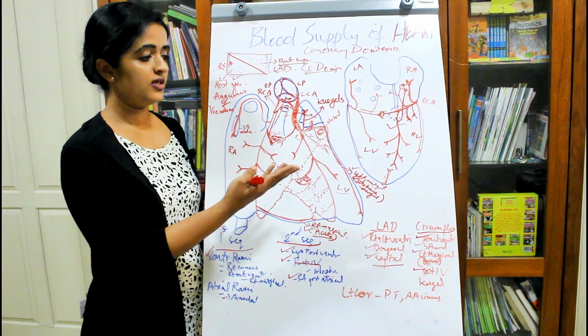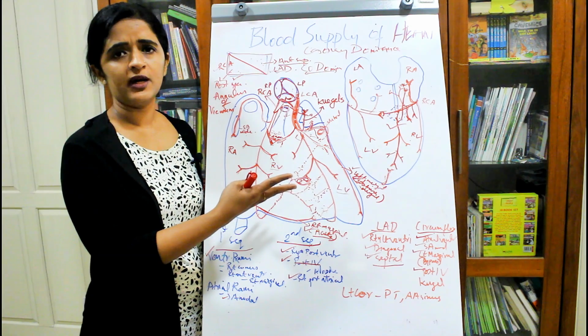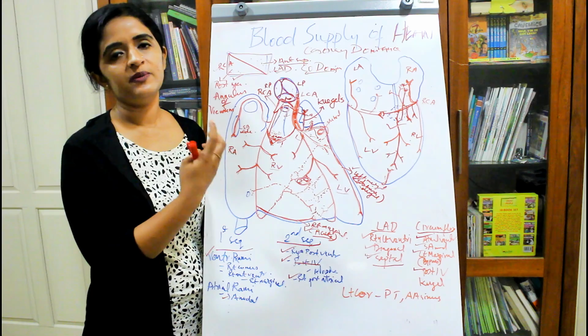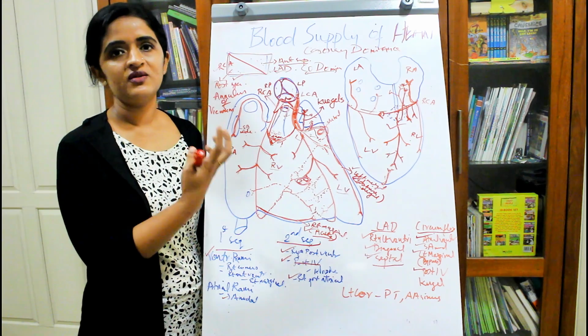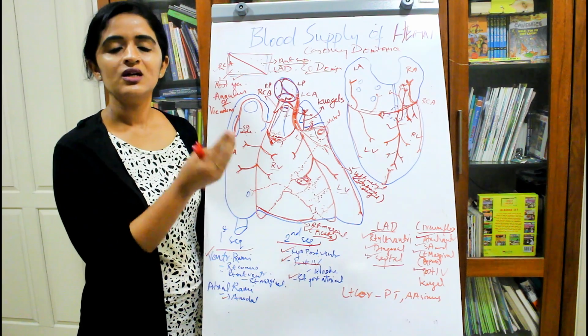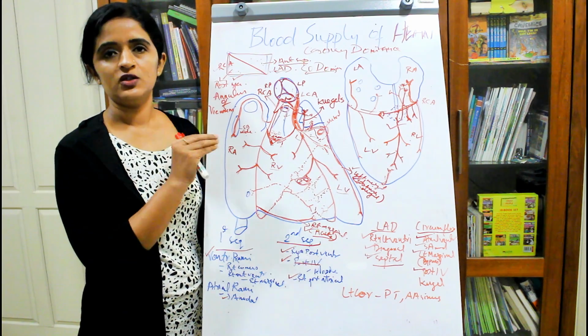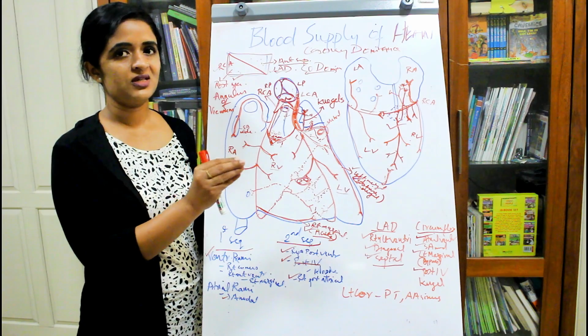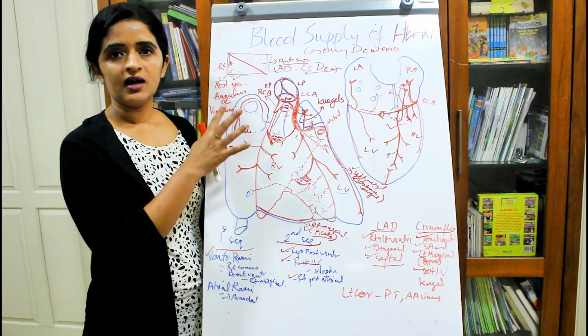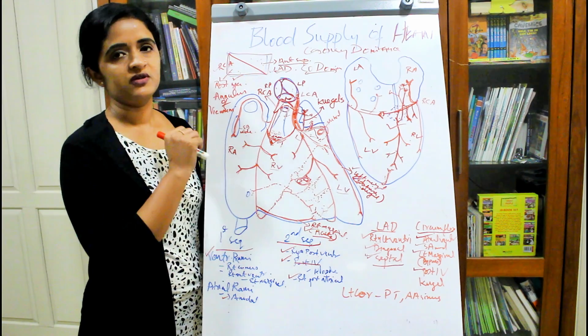Now about the nutrition of the heart, we have seen that all the blood vessels are supplying the outer aspect of the heart and especially the myocardium. The endocardium of the heart, the endothelial surface of the heart, will be getting its nutrition from the blood which is in the chambers. We have blood in all the four chambers, right? So that will be providing nutrition for the endothelial or endocardial surface.